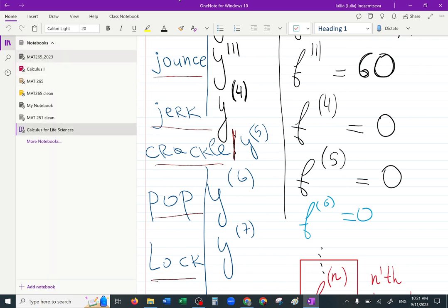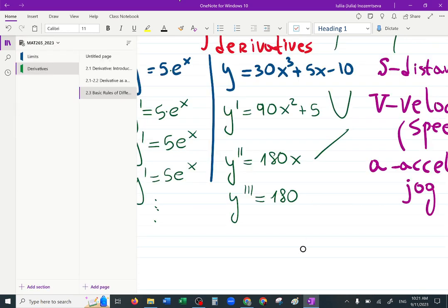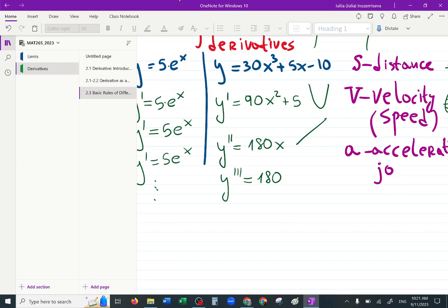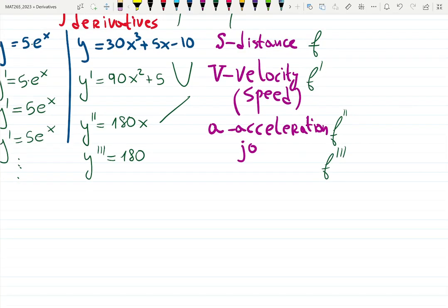So let me go to my class. Here it is. Okay. Yes? Jerk is first and then jounce. Jog is the first one. I remember I followed Wikipedia though.